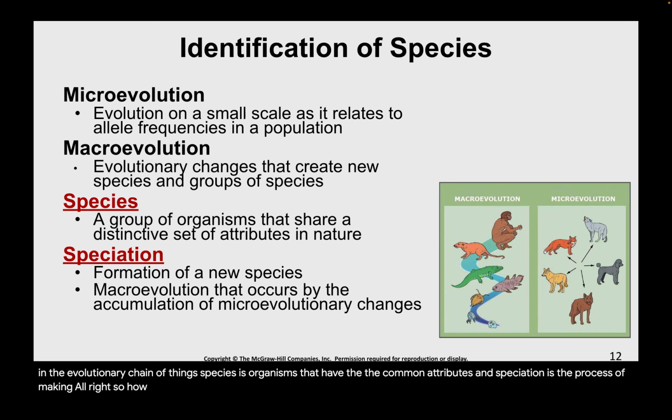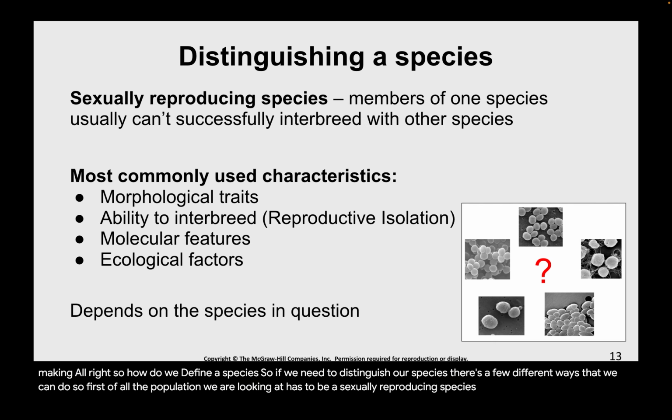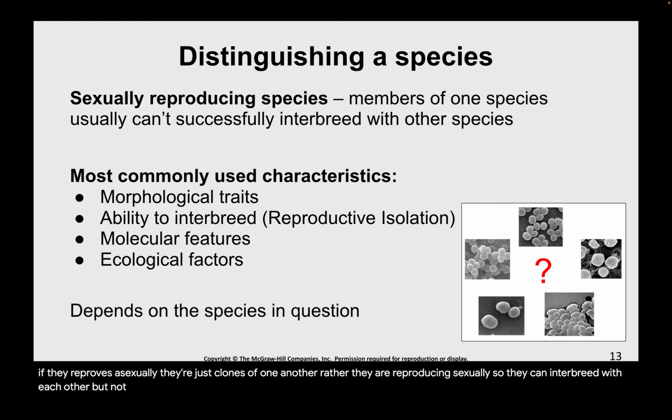So how do we define a species? If we need to distinguish a species, there are a few different ways that we can do so. First of all, the population we are looking at has to be a sexually reproducing species. They cannot reproduce asexually, because if they reproduce asexually, they're just clones of one another. Rather, they are reproducing sexually, so they can interbreed with each other, but not with other species. So that's the first defining characteristic in determining whether it is a species.